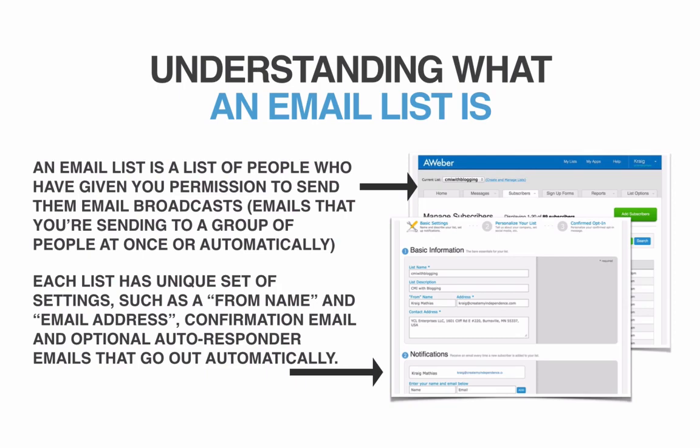We're going to cover all this stuff in the future modules here, but each email list has a unique from name, a unique email address, a from email address, I guess you could call it, a unique confirmation email or lack of confirmation email, and then a unique set of follow-up emails or lack of follow-up emails. You could either have it or you don't have to have it. So that's what a list is. It has all these properties unique to it.